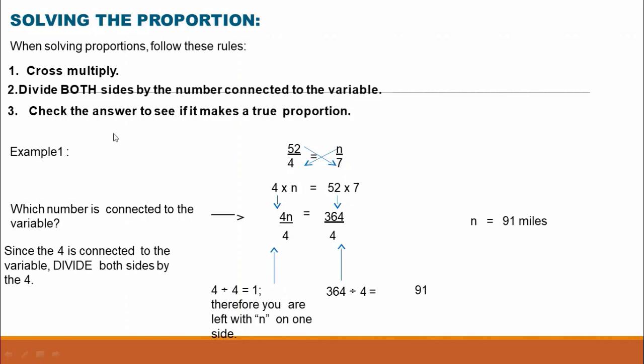First of all, using cross multiplication, 4 multiplied by n and 52 multiplied by 7. Now we can write 4n equals 364. Since 4 is connected to the variable, we divide both sides by 4. Dividing both sides by 4, 4 and 4 cancel, and n is equal to 364 divided by 4, which is equal to 91. So in this example, the value of the unknown n is 91.